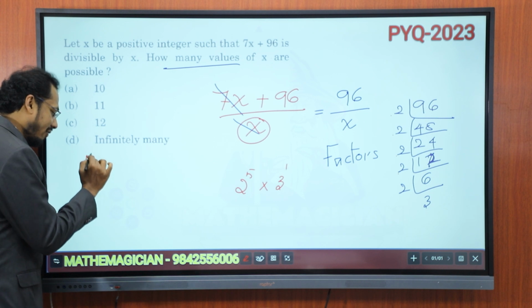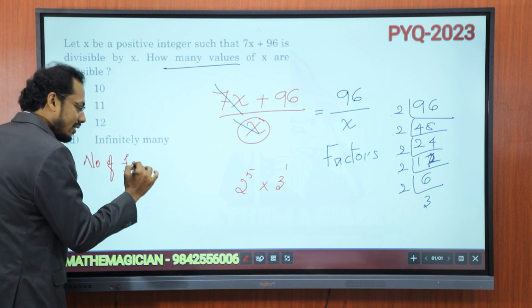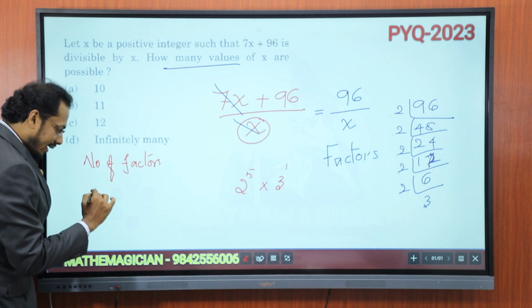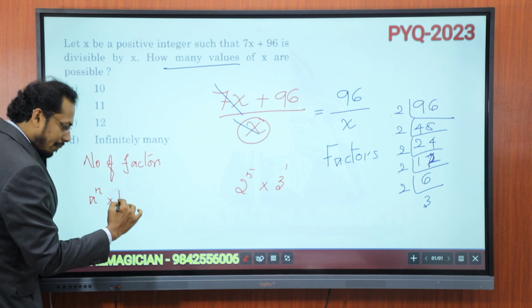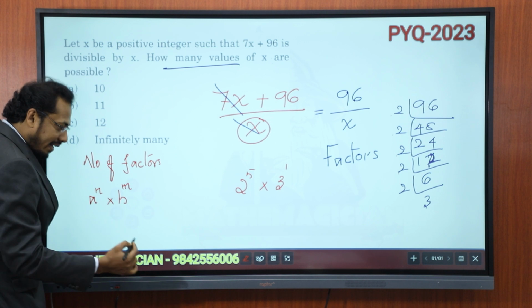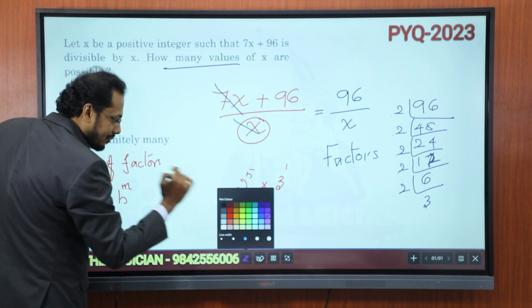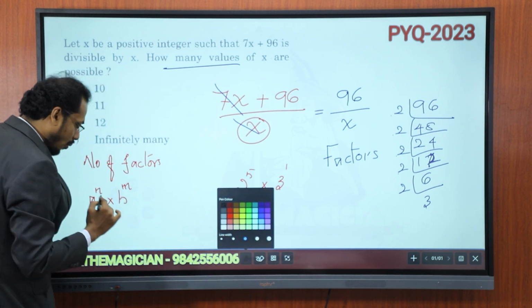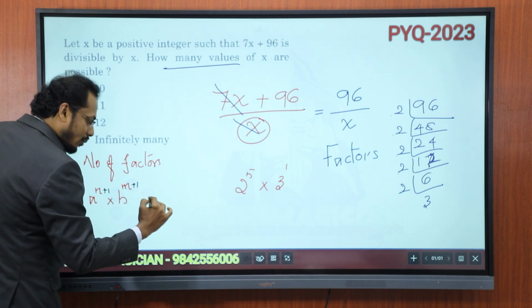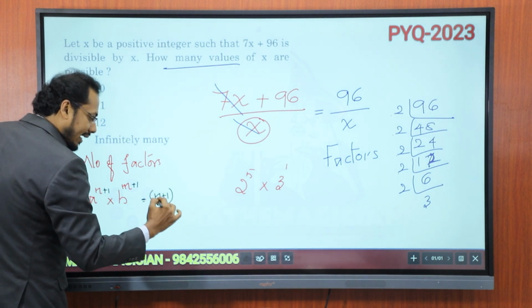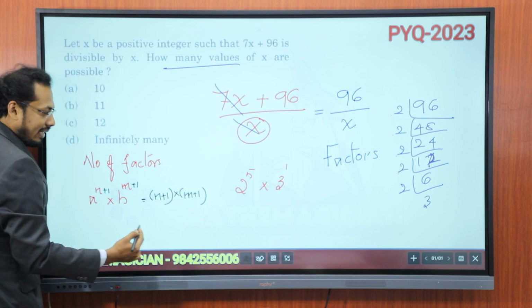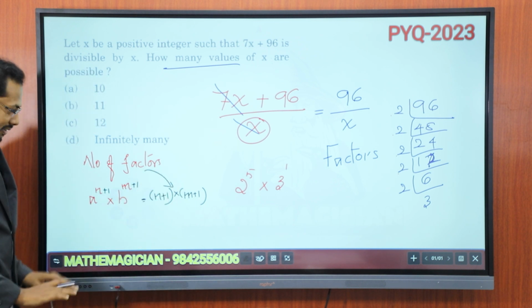If I want to find number of factors, that is nothing but, see, a power n into b power m. This is the prime factorization, right? I need to add 1 with these values. Just add 1 plus 1 and plus 1. What you will get, n plus 1, and another one is m plus 1. Just multiply these numbers, that is the number of factors. That's it. This is the formula.